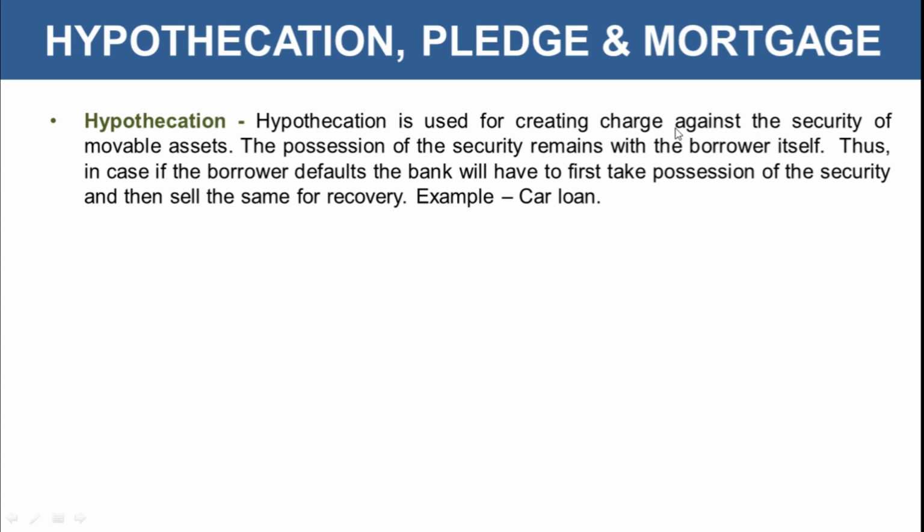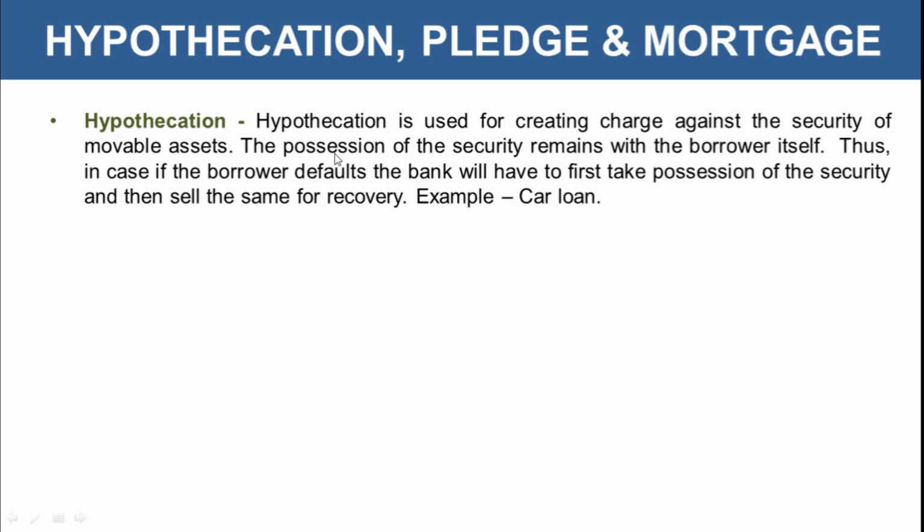Hypothecation is used for creating a charge against security of movable assets. The possession of the security remains with the borrower itself. Thus, if the borrower defaults, the bank will first have to take possession of the security and then sell it for recovery. So whenever you keep movable assets as security, assets like vehicles are movable, whereas assets like houses and factories are immovable, the term hypothecation is used.